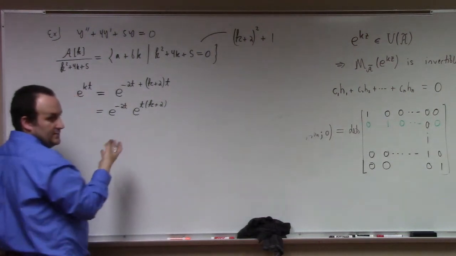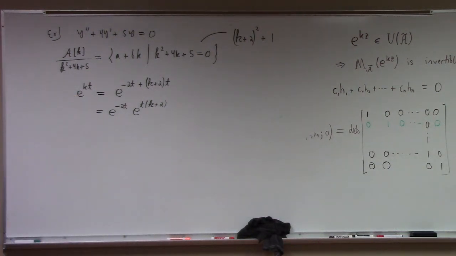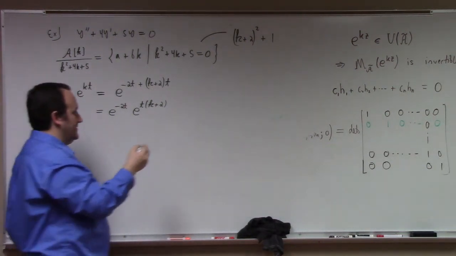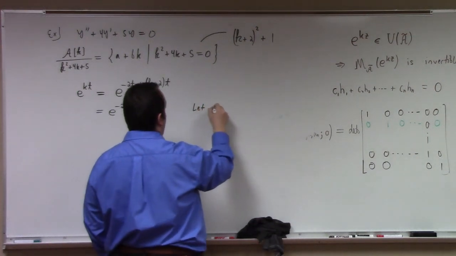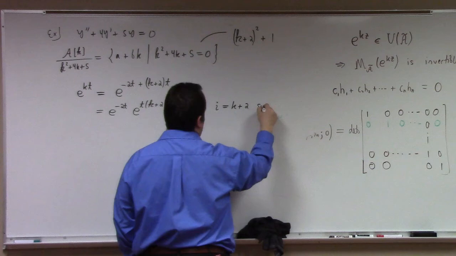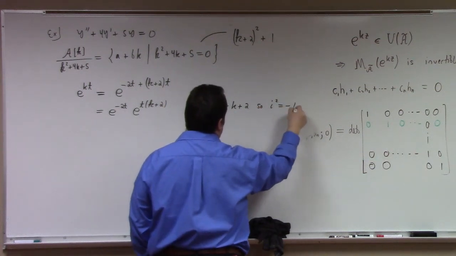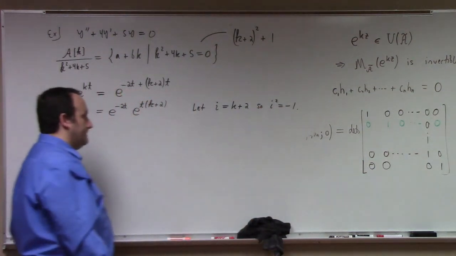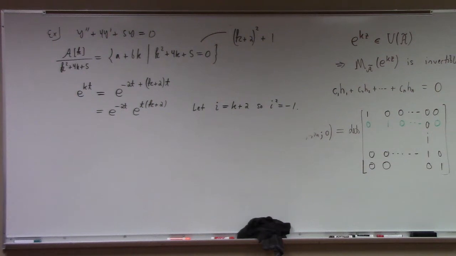Like that, right? And then maybe let's let i equal to k plus 2. So i squared equals minus 1, to make the math a little bit more familiar.